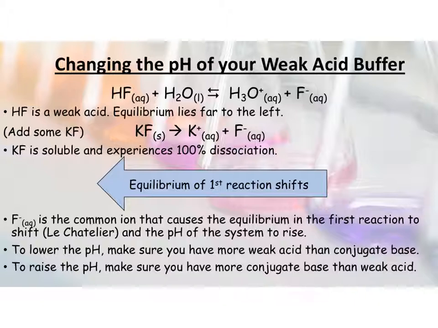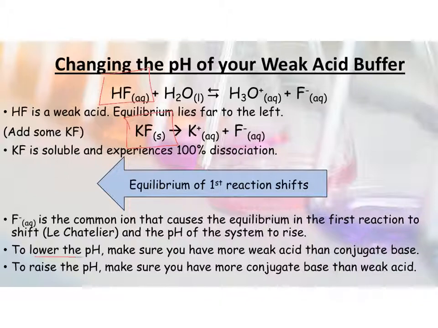All right, so if I want to change the pH of my weak acid buffer, then what I want to do is make sure that first off I understand what's in my buffer solution. So to make a buffer with this weak acid, HF, I want to add a salt of its conjugate base, so KF. So these two are going to be my pair. And if I need to adjust my pH with that, I have to understand what I'm looking at.